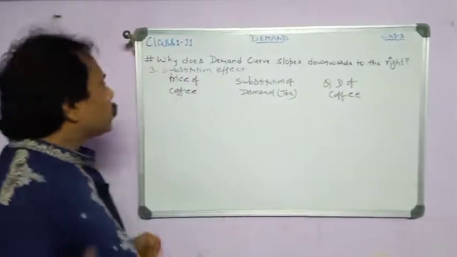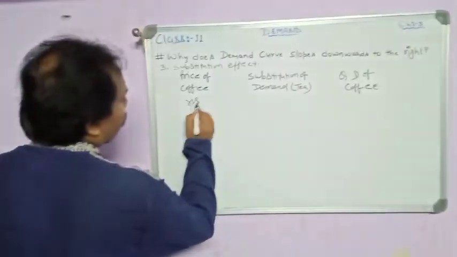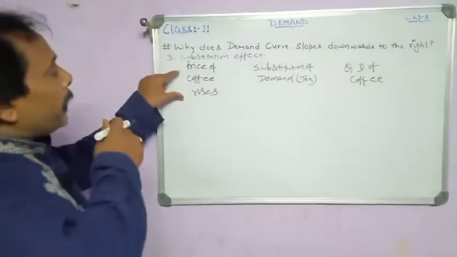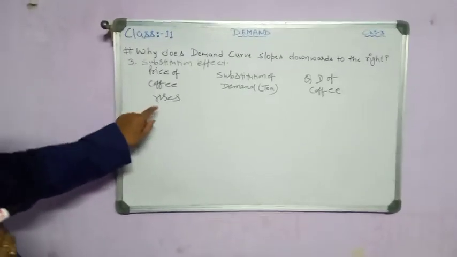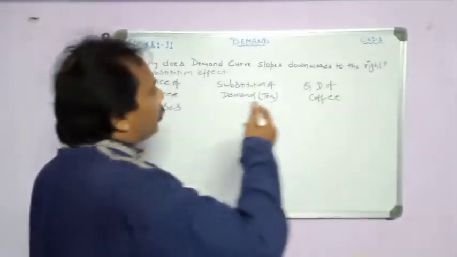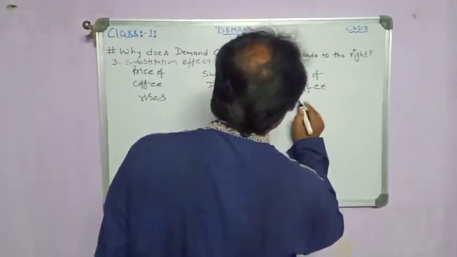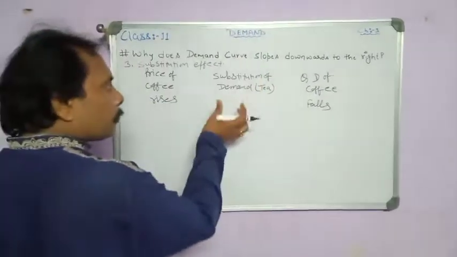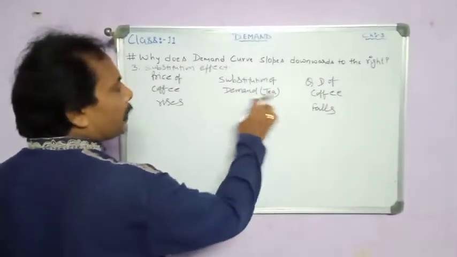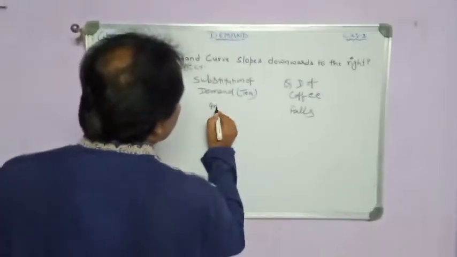Is it clear? So here, if the price of coffee rises, it means very few people are ready to buy this coffee. As a result, the demand for coffee will decrease or fall, and for the other substitute good like tea, the demand for tea will start to increase.